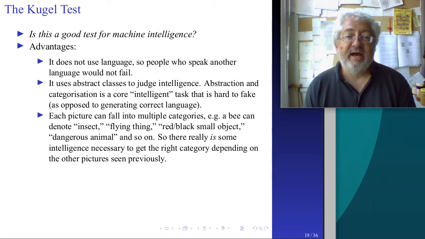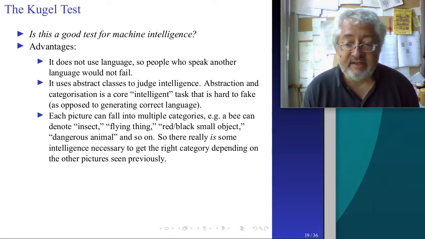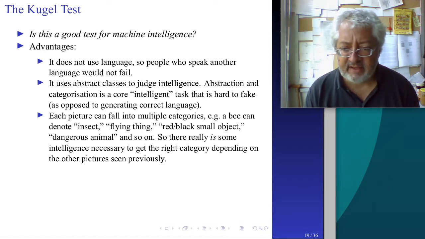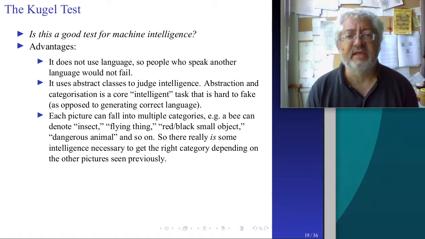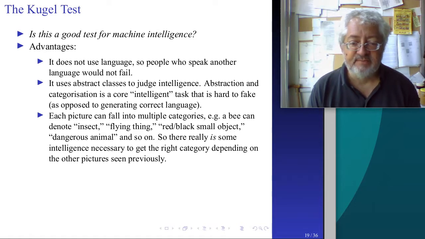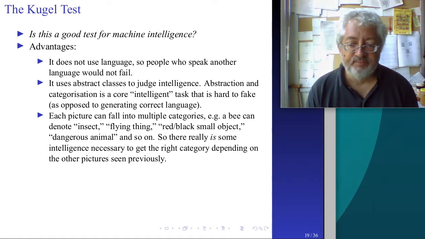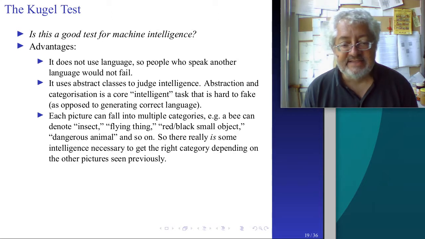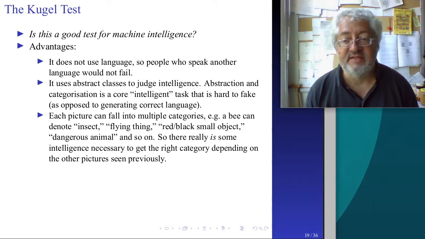Each picture now also can fall into multiple categories, right? A bee can denote insect or flying thing, or yellow black, small object, dangerous animal, and so on. So there really is some intelligence necessary in order to get the right category, depending on the other pictures that you saw previously.